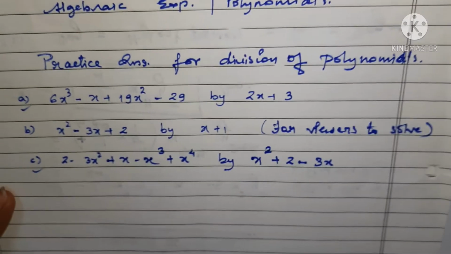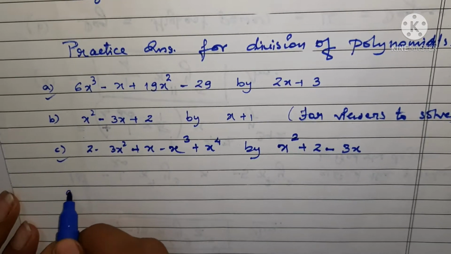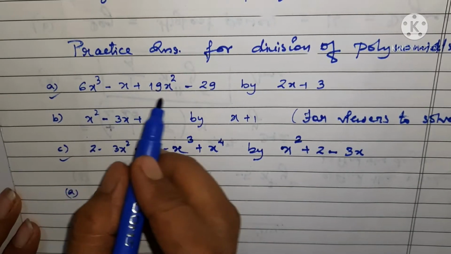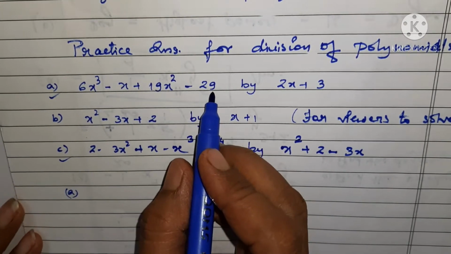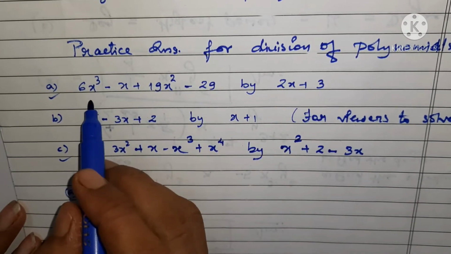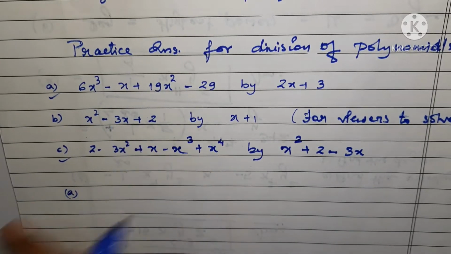So let's start with the first question. What is there in the first question? Just see, it is written here 6x cube minus x plus 19x square minus 29, which is to be divided by 2x plus 3. Now you can see that it is not arranged properly, right? It is not written in standard form.